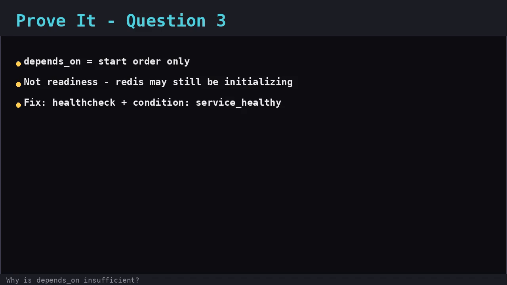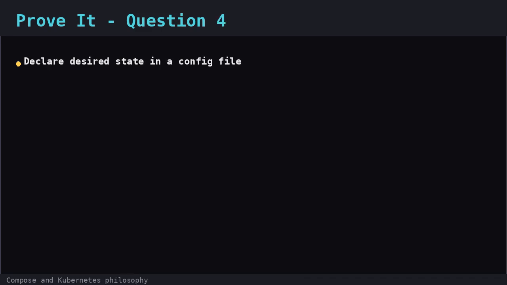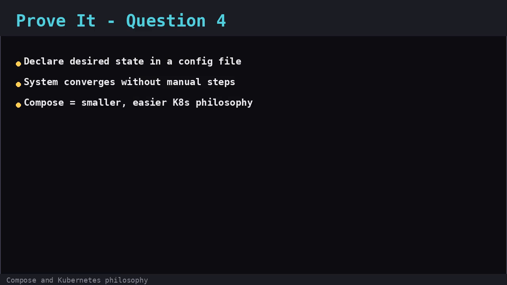Question 4. In one sentence, how is a docker-compose.yml file philosophically similar to what you will see in Kubernetes later? Both declare the desired state of an application in a declarative configuration file, and the system converges on that state without manual steps. Compose is simply the smaller, easier version of that same philosophy.